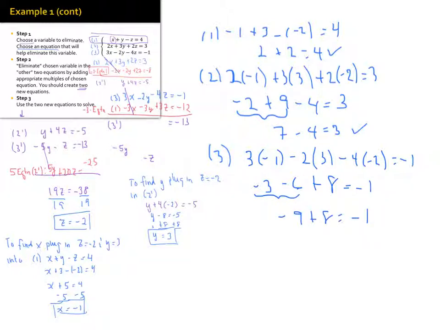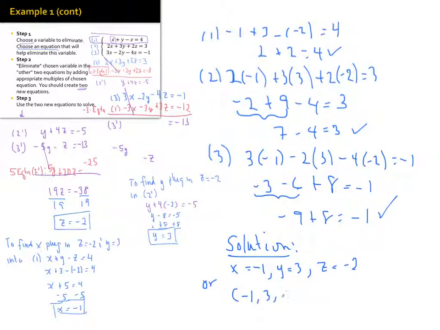And so we checked them all out. This is how you solve this equation. We got our solution. There are 2 ways to write it. One is to just say x equals -1, y equals 3, and z equals -2. If you attempt some problems in the book, they might write the answer like this: -1, 3, -2.